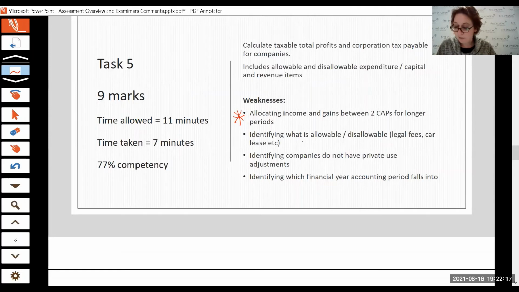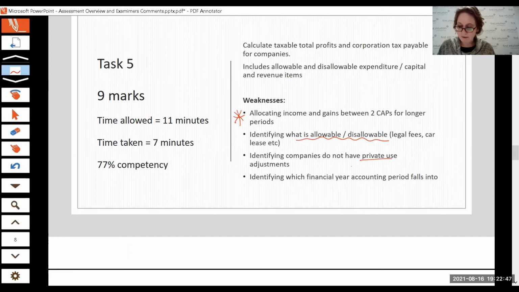This one, fair enough, although the reference material also gives you some help for this. Identifying what's allowable and what's disallowable. The main things that people get wrong: legal fees. So the legal fees associated with buying a building, for example, are not an expense. They should be added to the cost of the building. So if they are in our profit statement, we need to add them back. They are not allowable. They're part of the building cost.